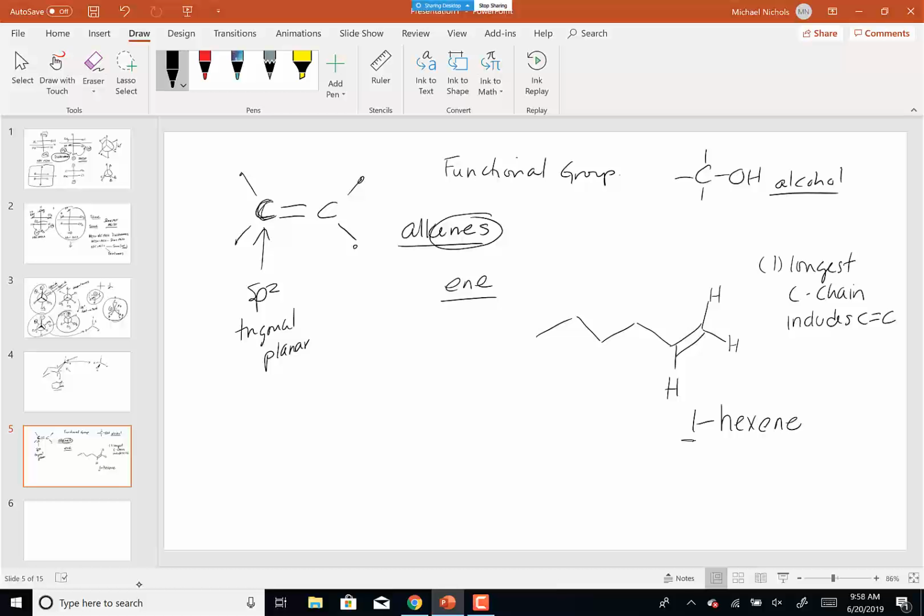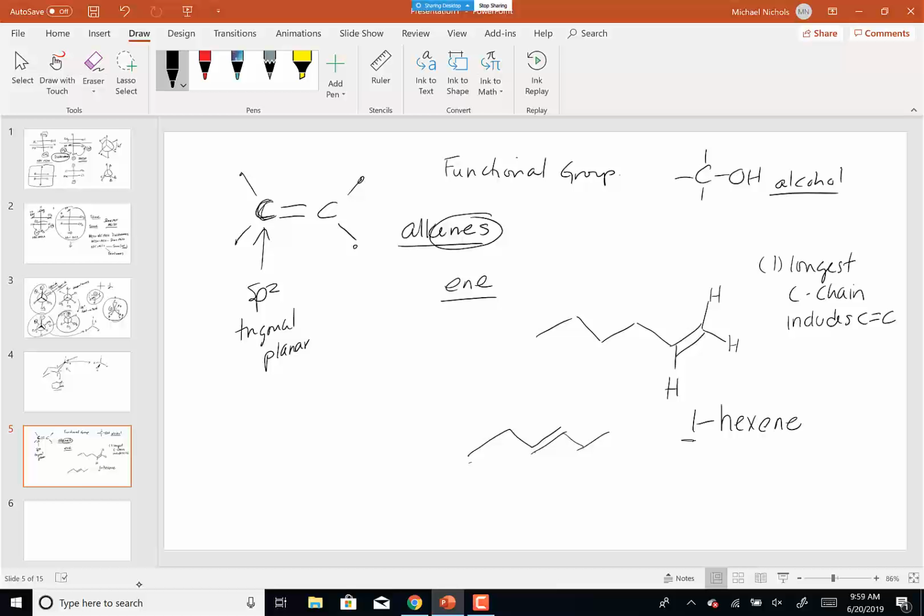Now I just have this issue of where to put the double bond. So if you have a double bond between two and three, then it would be 2-hexene. If I had the double bond, in this case there's 1, 2, 3, 4, 5, 6. If I had it between, let's say I had the double bond here, then it's 1, 2, 3, 4, 5, 6, 1, 2, 3, and then 1, 2, 3. It wouldn't matter from which end I numbered.